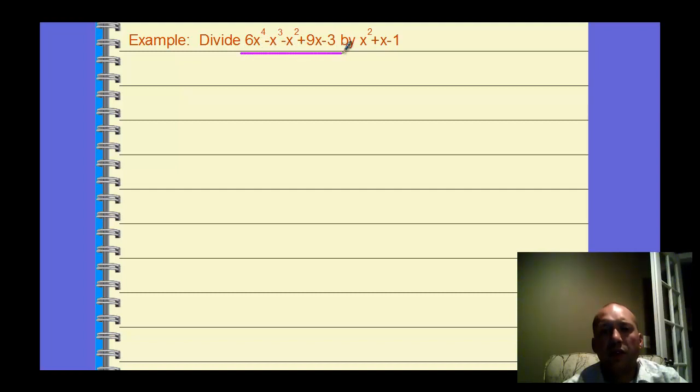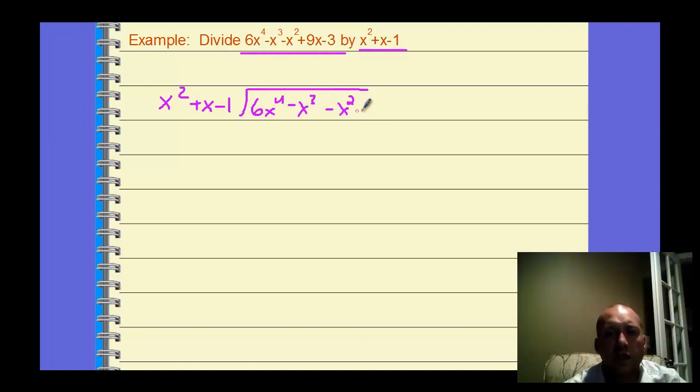A little more complicated here. Now we have this degree 4 polynomial and we're dividing it by a trinomial. So again, we put the divisor x squared plus x minus 1, and then the dividend inside here, 6x to the 4th minus x to the 3rd minus x squared plus 9x minus 3.